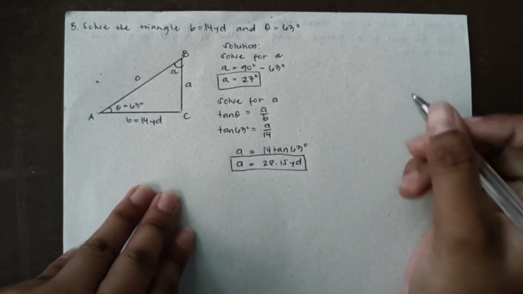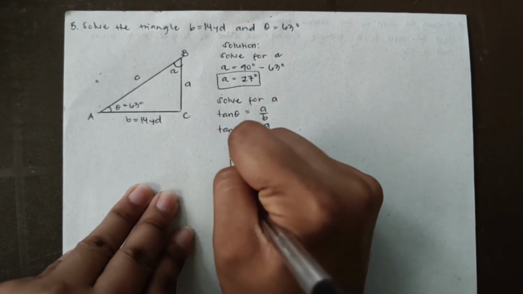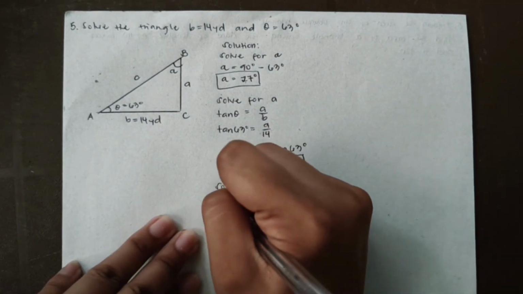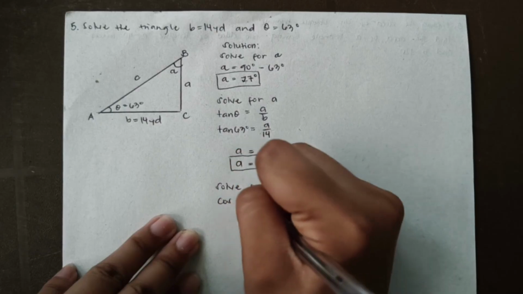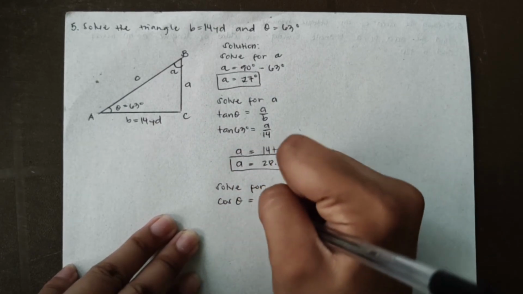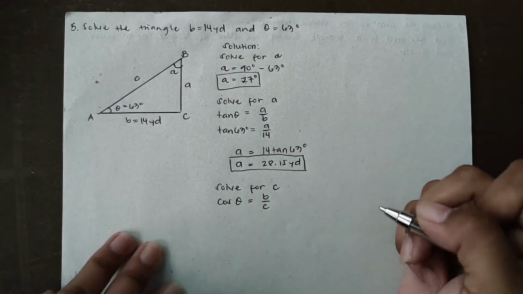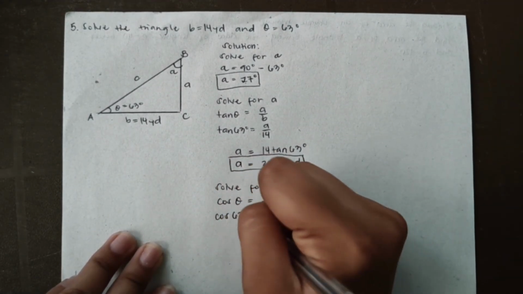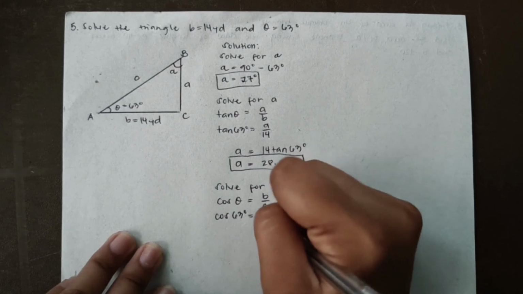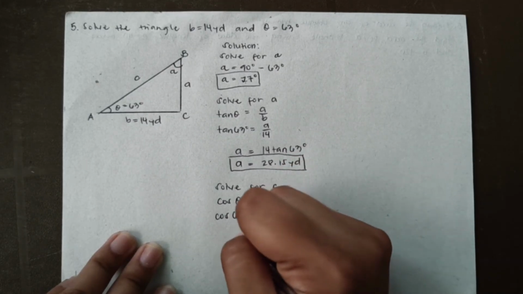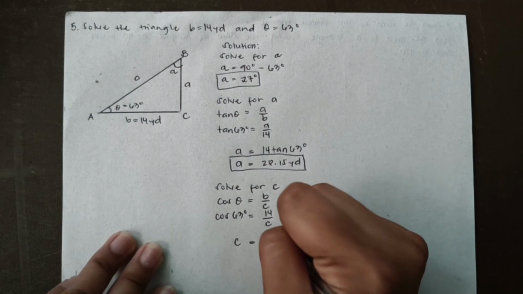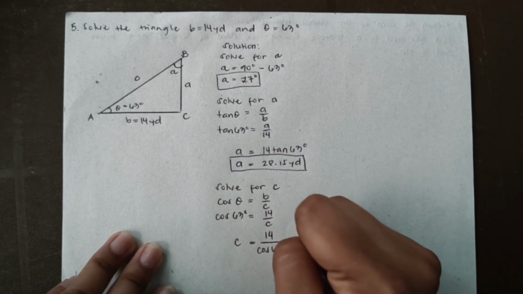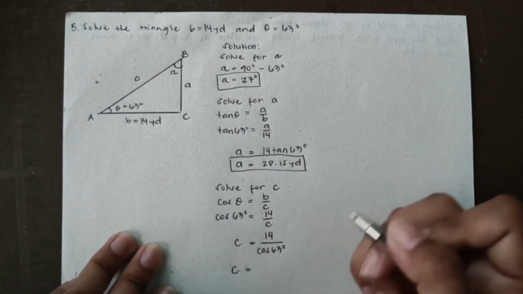Now, we solve for side C, which is the hypotenuse. We use the cosine ratio because cosine relates the adjacent side and the hypotenuse. The formula is cosine of theta equals adjacent over hypotenuse. Substituting the values, cross-multiplying and solving for C. Using the calculator, the value of C is approximately 30.89 yards.